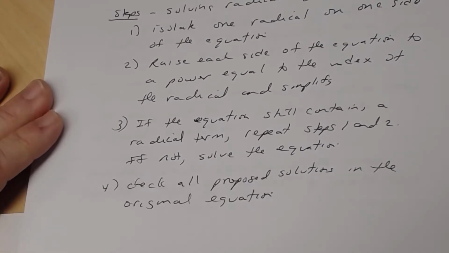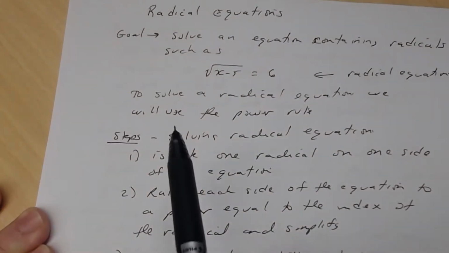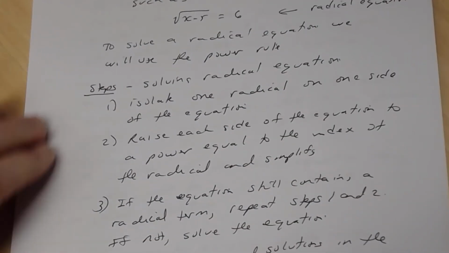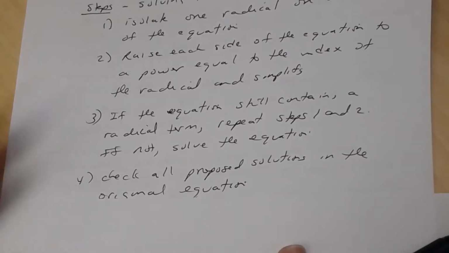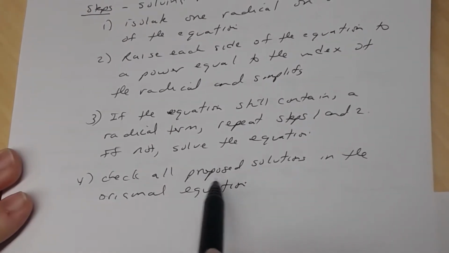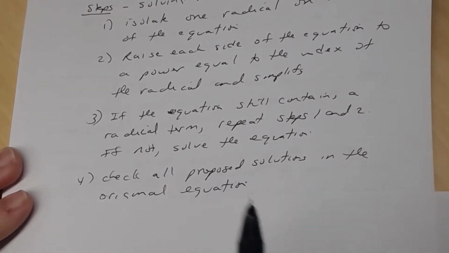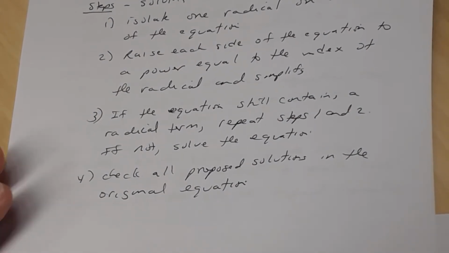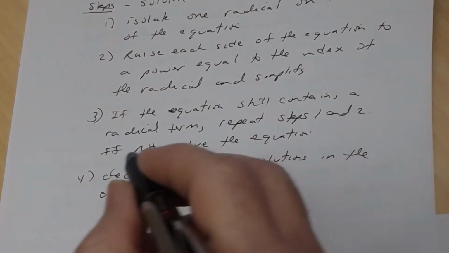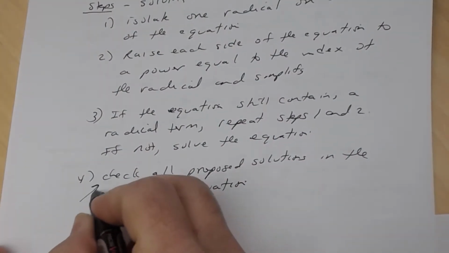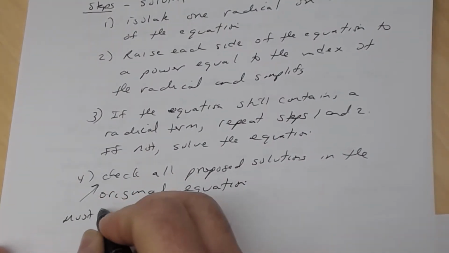Okay, now, step 4. Whenever you're solving a radical equation, and we're going to talk about the reason why, whenever you're solving a radical equation, you must check your solutions. And you must check in the original equation. And we're going to talk about why. So you must check this. So this must be done.